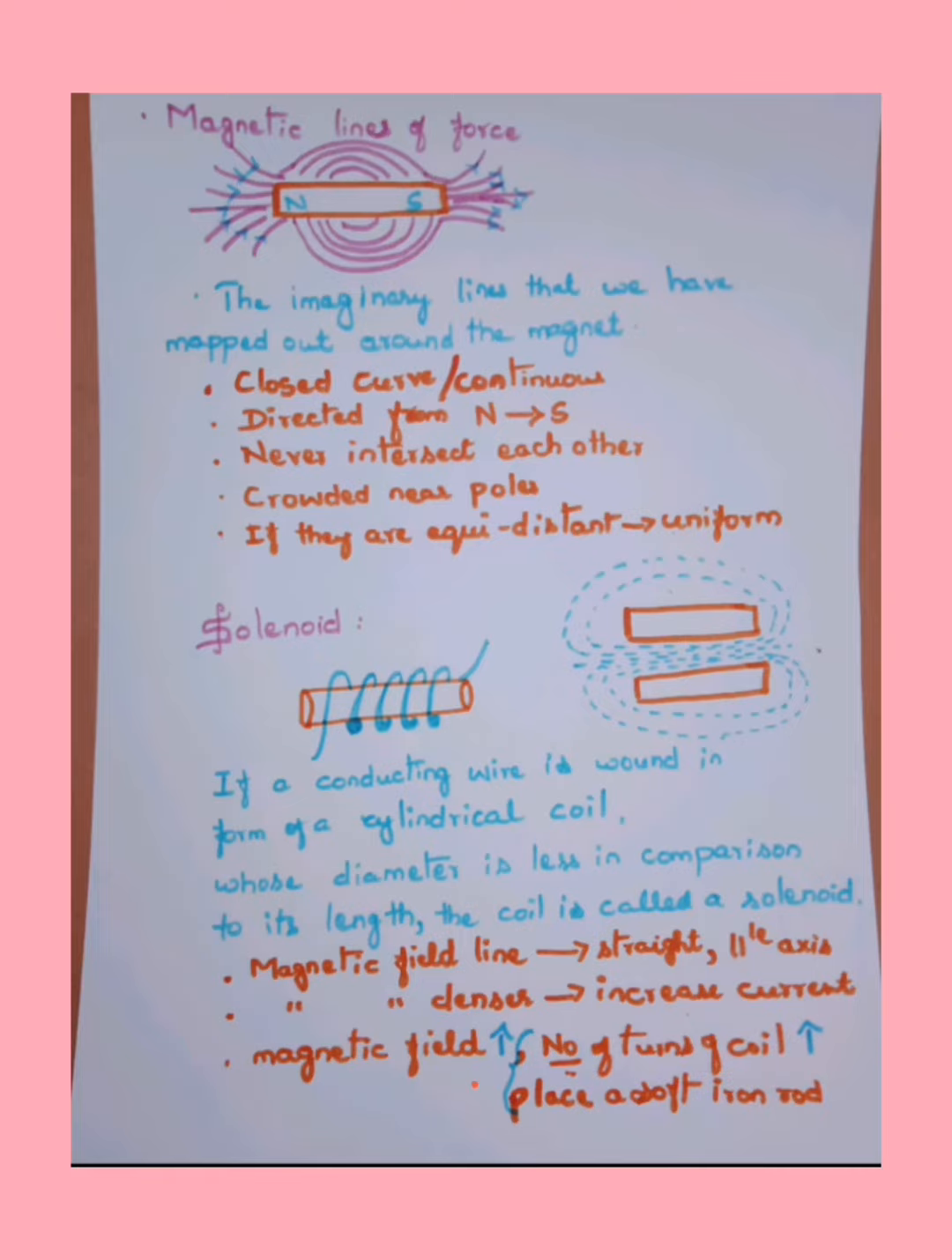Increases. When you increase the number of turns of the coil, instead of 4 turns, you can take 5 turns, 10 turns of the coil. You can increase the magnetic fields around the solenoid. And also by keeping a soft iron rod inside the solenoid, you can increase the magnetic field strength. You place a soft iron inside the solenoid, it will increase the magnetic field strength.